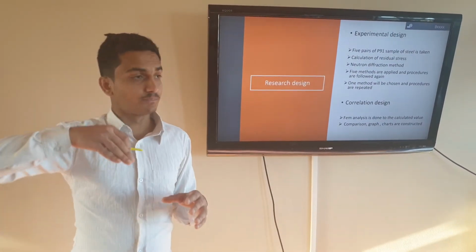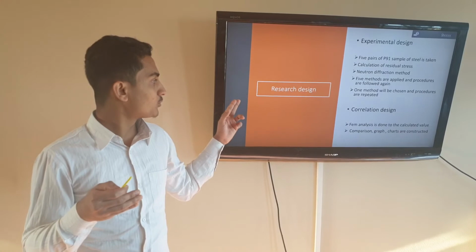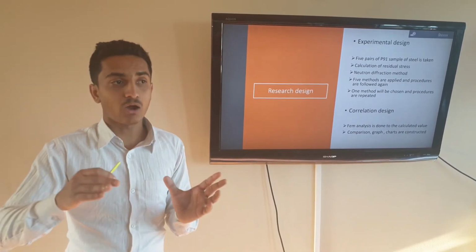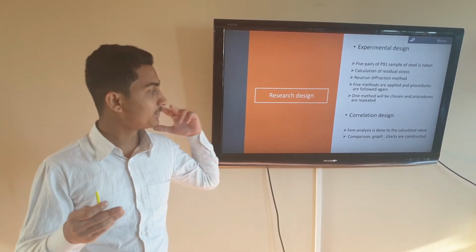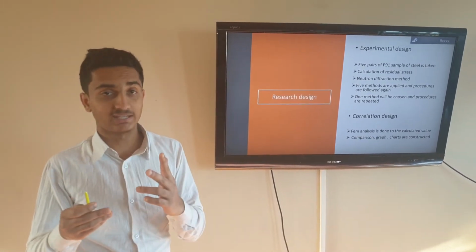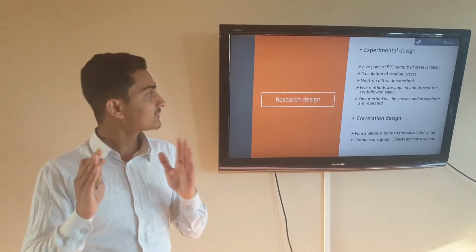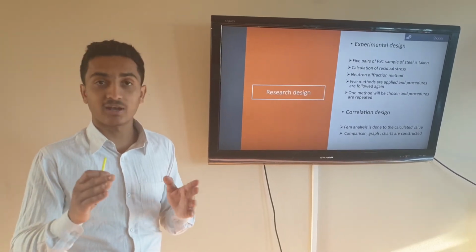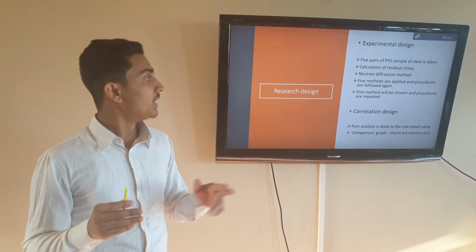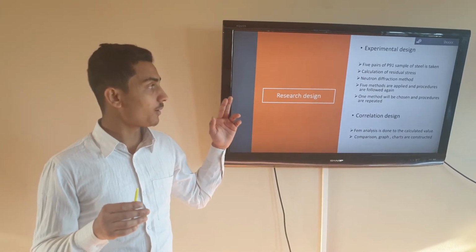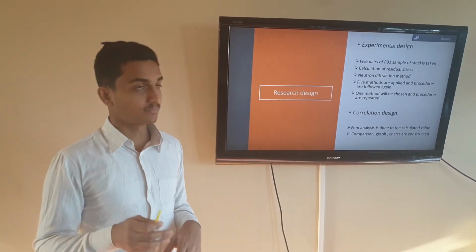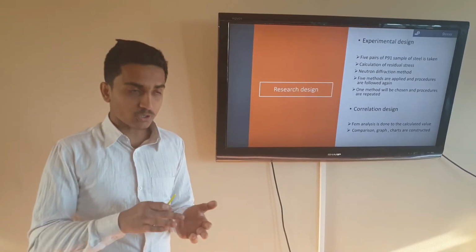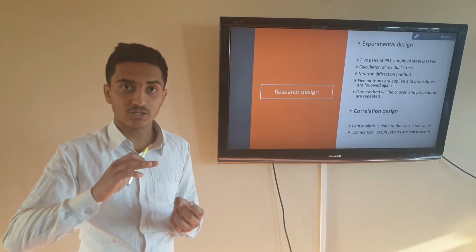Now, for that research question, a research design is proposed. For that, we carried out two different ways: one is experimental design, second is correlation design. Now, 5 samples of P91. P means pearlitic steel. Pearlitic steel of P91 sample is taken, and the calculation of residual stress is done using the neutron diffraction method.